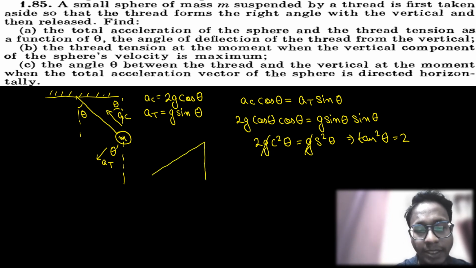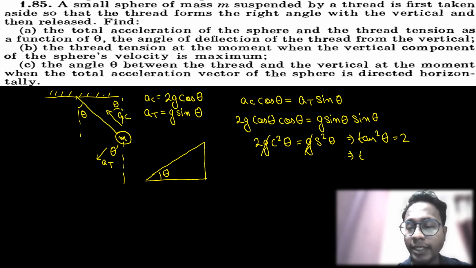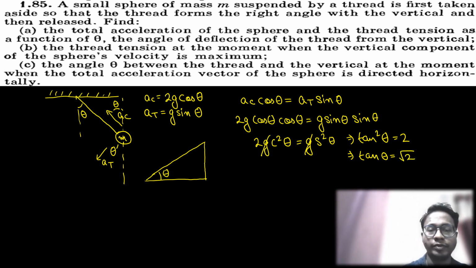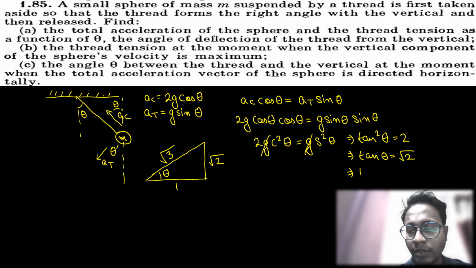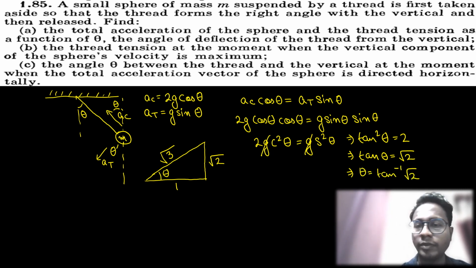So in this direction, this is the value of theta. Okay, so tan theta would be under root of 2. So this is under root of 2, perpendicular base is 1, the hypotenuse is under root 3. So theta is equal to tan inverse root 2.